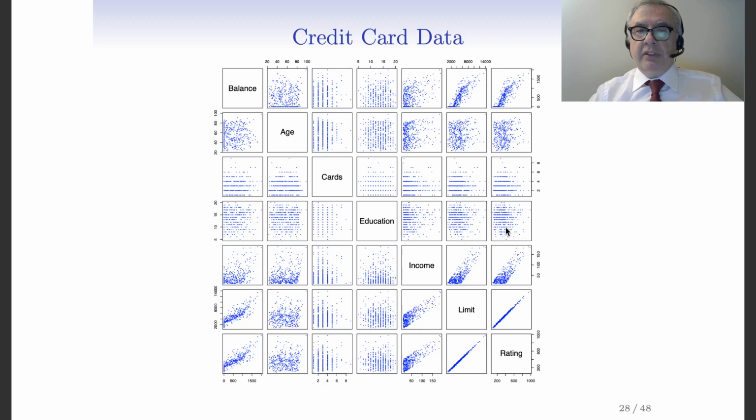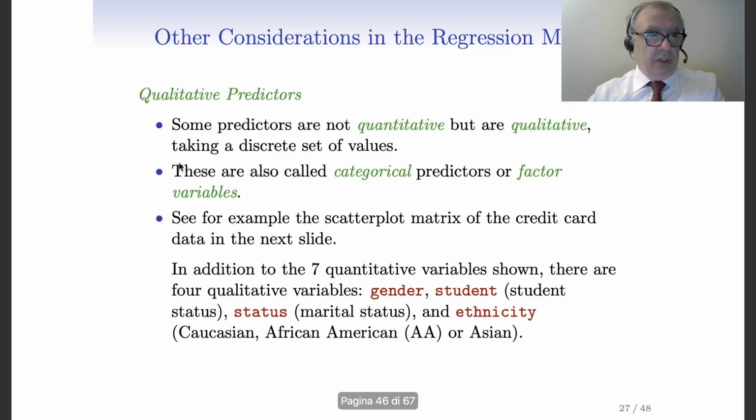In particular, it is also interesting to see what predictors are best correlated with the balance, because this tells you what are the input variables that are most likely to be useful in order to build your regression model. And you can see here from the scatter plot that limit and rating are actually well correlated with the balance. But let's go back to the qualitative variables.